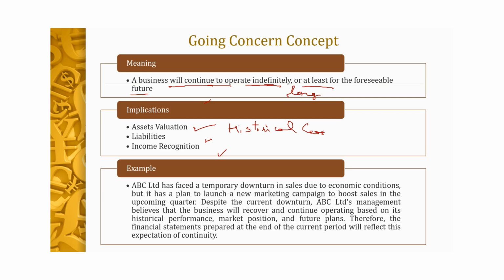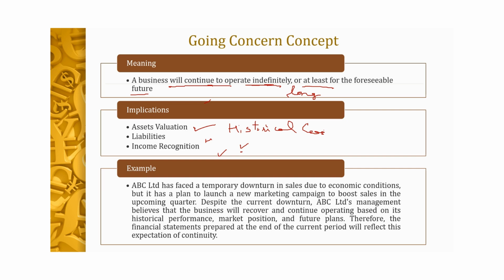Now, going concern concept's another implication is income recognition. This means we talk about that revenue is to be recognized when it is earned, and expenses are to be recognized when the expenses are incurred. So, as we are assuming that business will continue to operate, even if cash is paid or received or not, the income is to be recognized. Again, this is based on going concern concept.